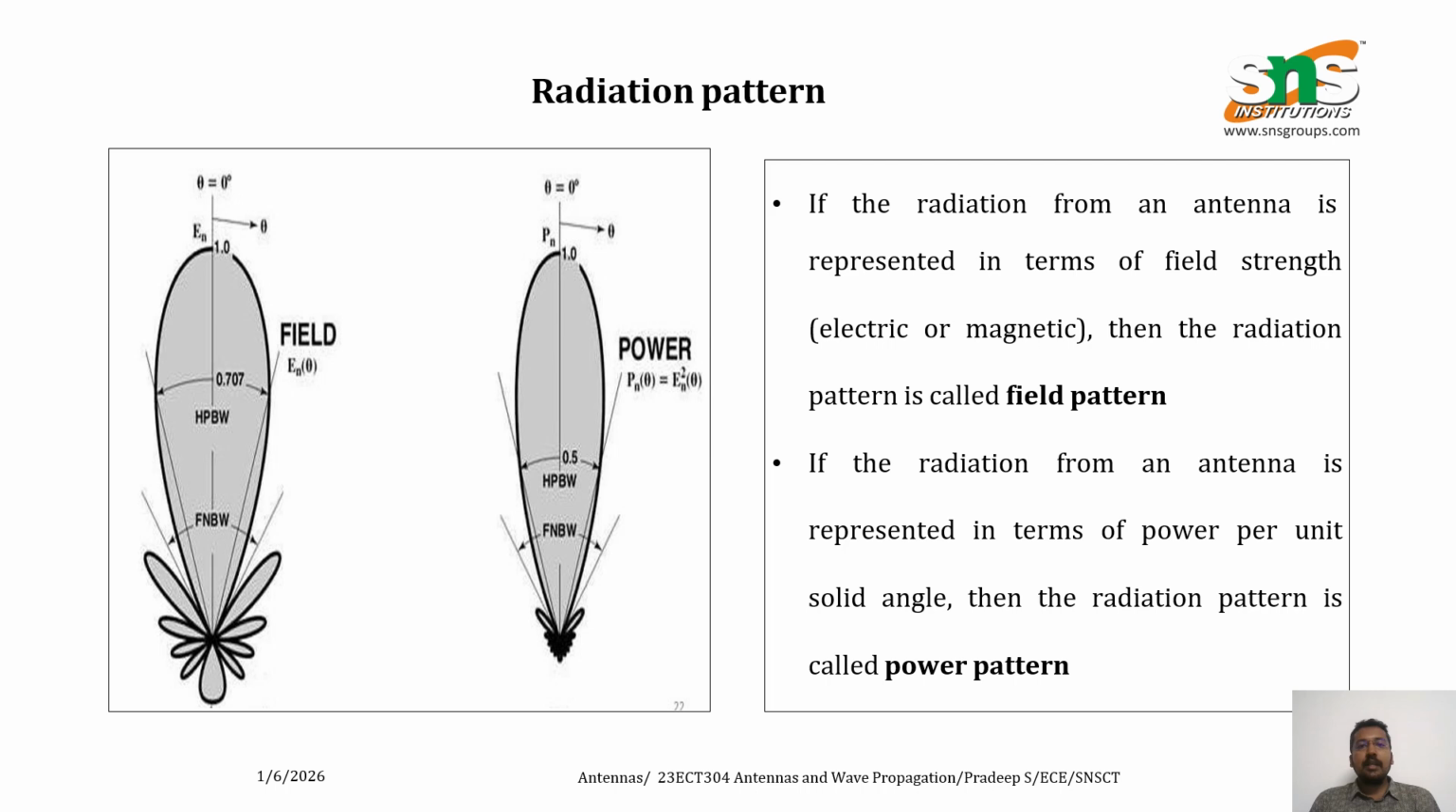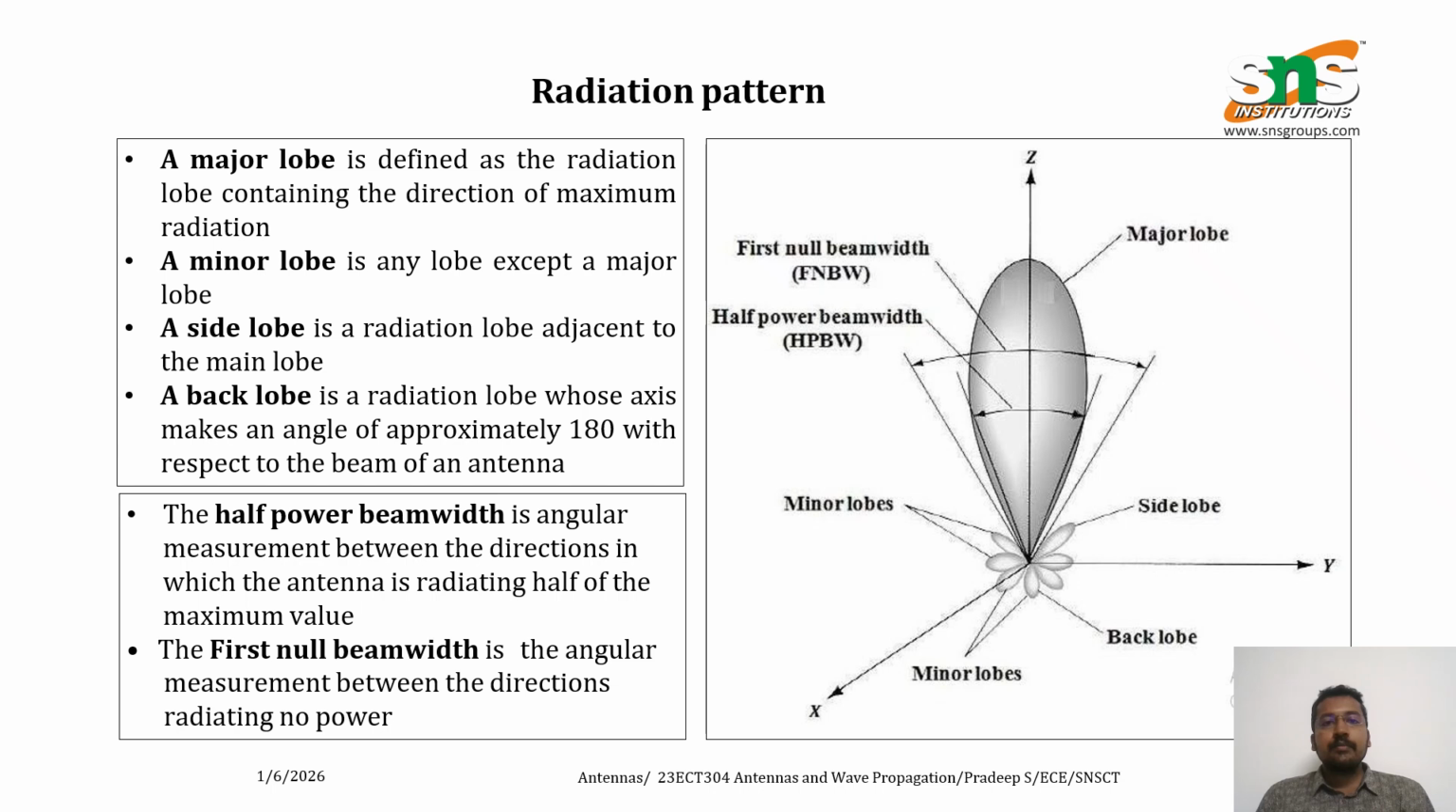Next parameter is bandwidth. In a radiation pattern, it is subdivided into segments called lobes, separated by regions of weak radiation called nulls. The major lobe contains the direction of maximum radiation.